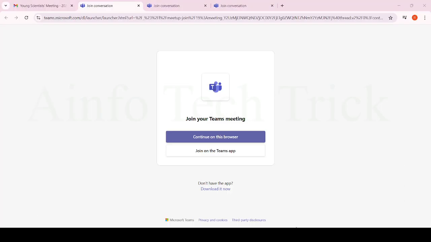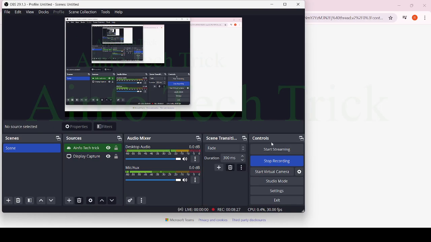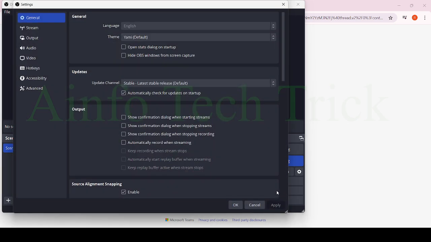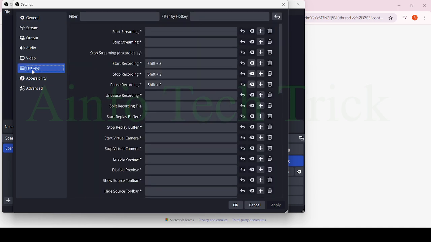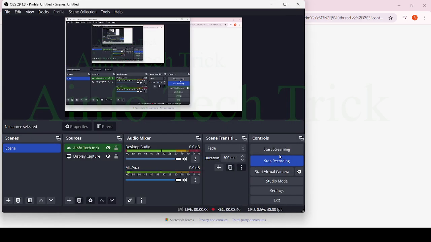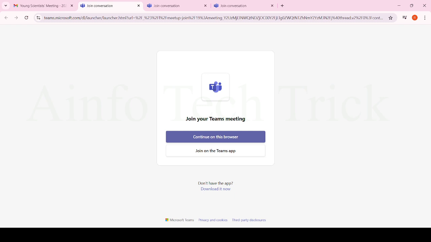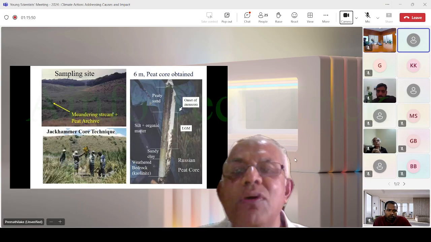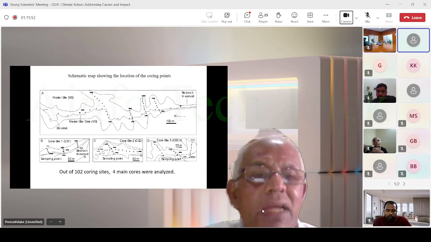Now the third important point is how we obtain the core there. We use two different techniques. One is the jackhammer machine to obtain the long core. Another one is the Russian peat core, which is the usual one. These two techniques we applied in this area to obtain a better core. So we obtained a number of cores there. We did a lot of coring experiments there. It's an extensive coring project.